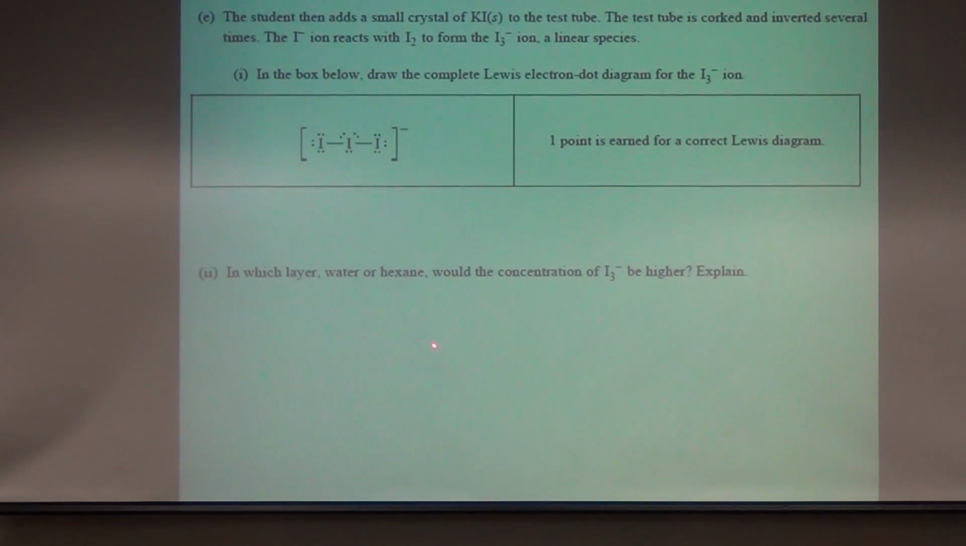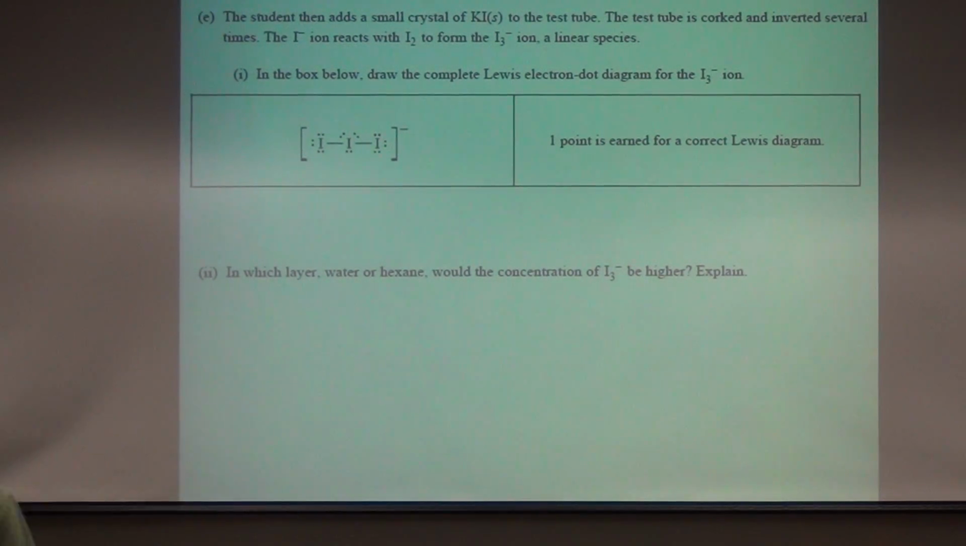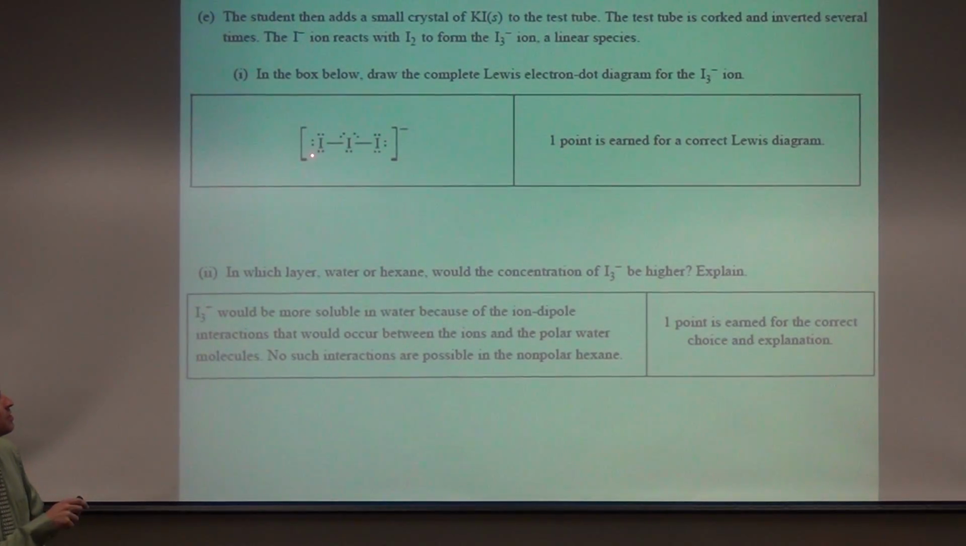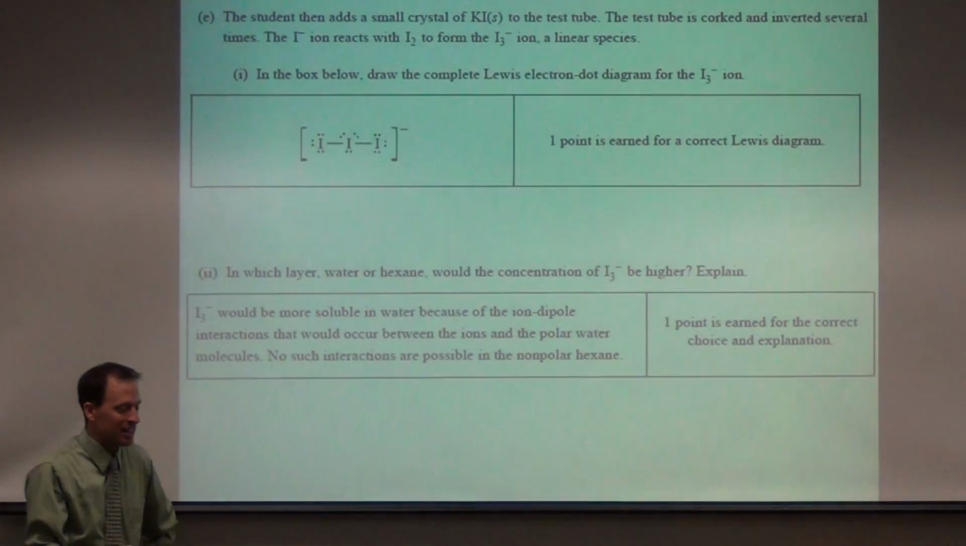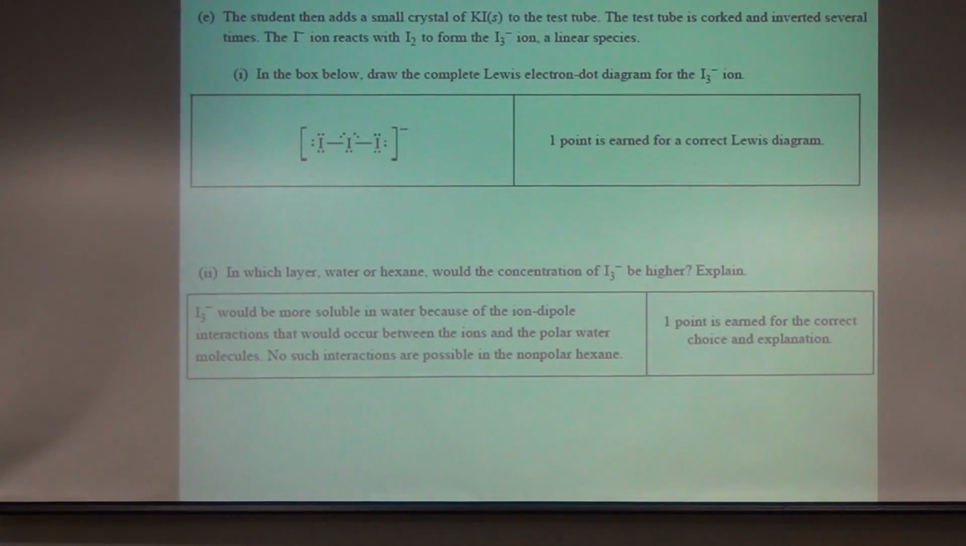In which layer, water or hexane, would the concentration of I3 minus be higher? Which one would it go into, water or hexane? Is this polar or non-polar? Maybe we're not sure. Sorry, this is non-polar, but it has a charge. I was looking just at that. Because it has a charge, it's an ion. Ooh, I stopped myself right before I committed all the way. The ion itself has the charge.